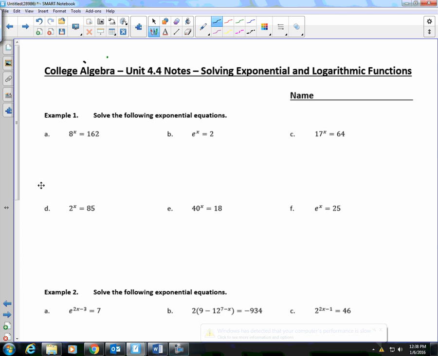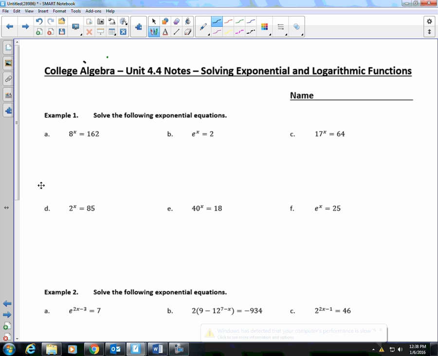8 to the x is equal to 162. What is 8 to the 0 power? What's 8 to the 1 power? What's 8 to the 2 power? What is 8 to the 3 power? 512. So x is going to be somewhere between what two numbers? 2 and 3. How do you solve it?